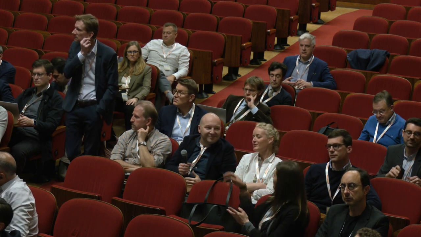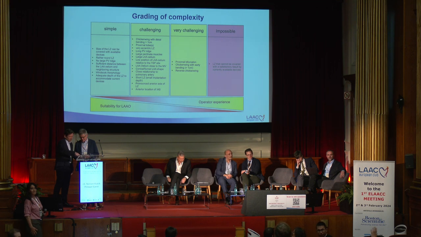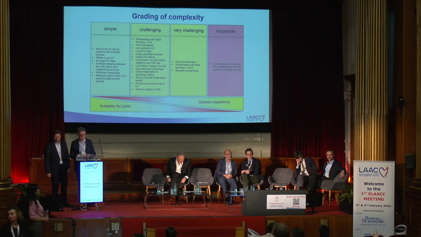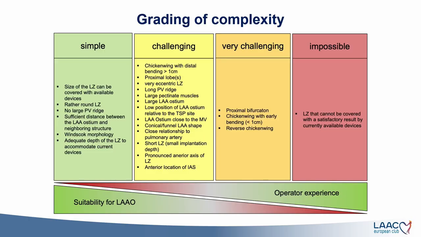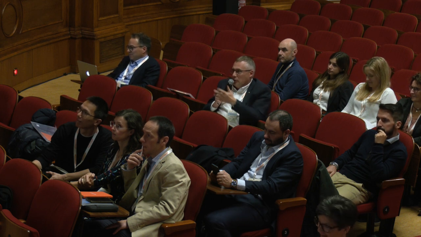One short comment on this suggestion. I like the points. However, I do not like that graph here. I would remove the part which is simple, because we know from other procedures that there are no simple procedures. So I would only stay here with challenging and very challenging, and remove the impossible and simple. Because with a simple procedure, someone is disappointed if it failed because of the morphology. So I would remove simple. And impossible, when you do not try, you never know if that procedure is impossible. So I would skip that.